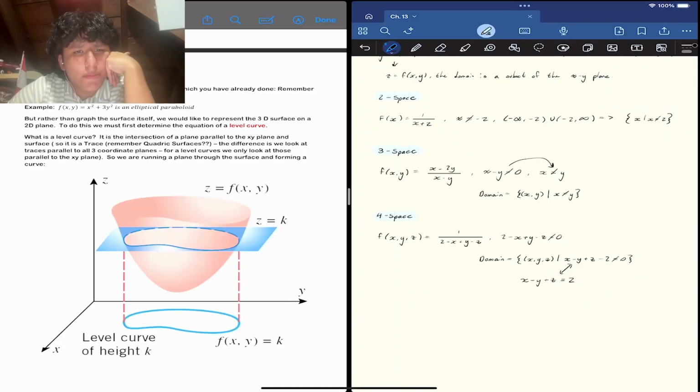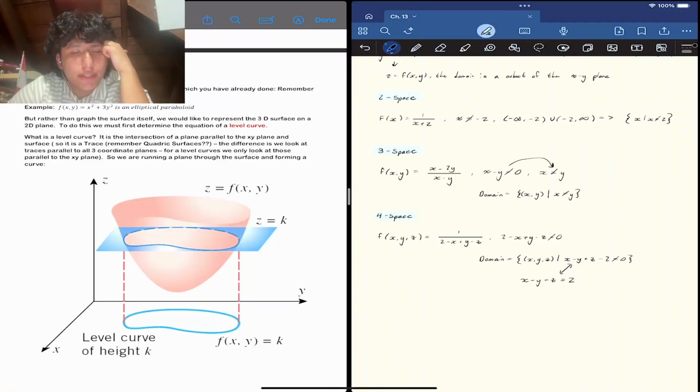It's the intersection of a plane parallel to the XY plane and the surface. So it is a trace. We did do that. The difference is we look at the traces parallel to all 3 coordinate planes. For level curves, you only look at those parallel to the XY plane. The traces that we did, we would take multiple different planes, parallel to those coordinate planes, and then use that to look at the bigger picture and graph the entirety of the quadratic surface. But for a level curve, we only look at the XY plane.